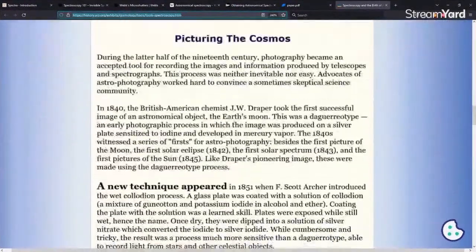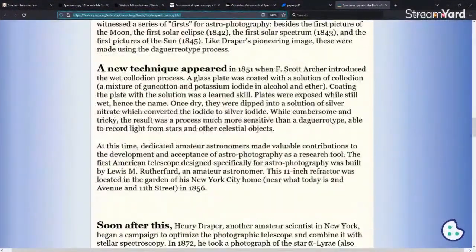Yep. Picturing the cosmos. Oh, I know that name very well. Yep.